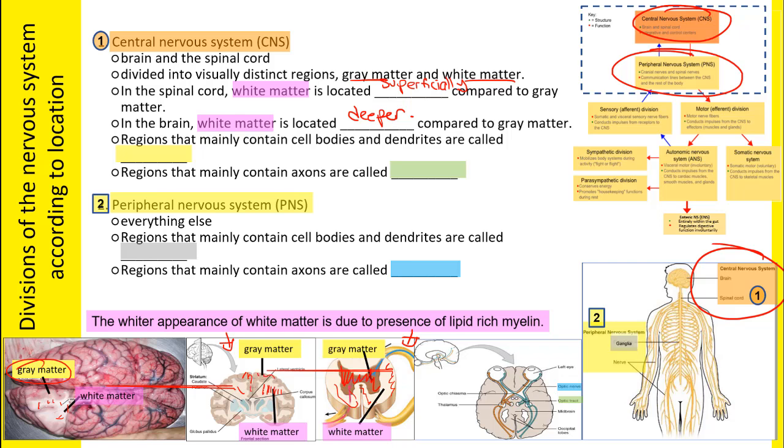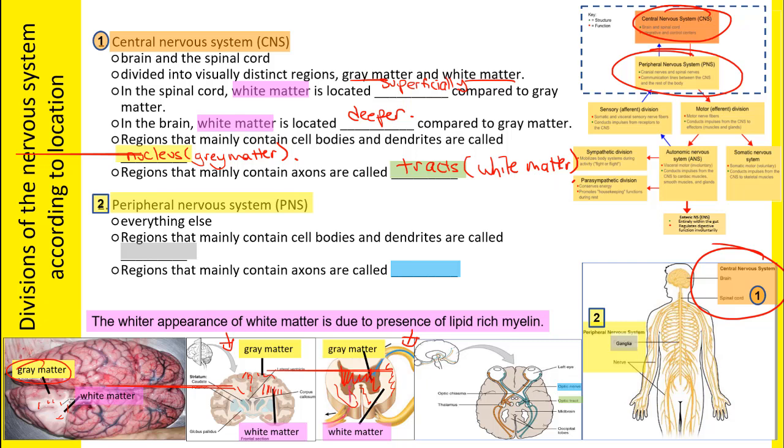In the central nervous system, regions that contain mainly cell bodies and dendrites are called nuclei, and these are present in the gray matter. The regions that contain mainly axons, and myelinated axons at that, are called tracts. These are also referred to as white matter. So that's the overview of the central nervous system.